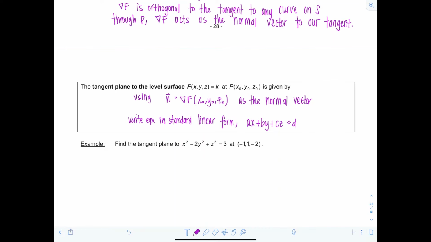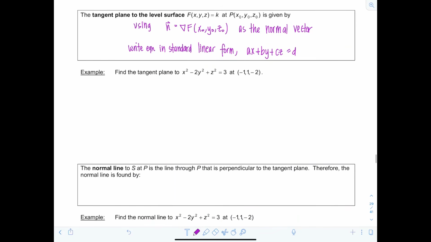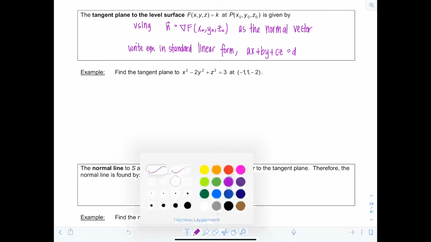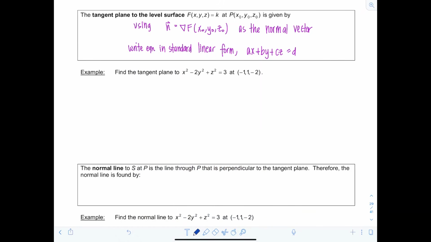Okay? All right, so now we can find equations of tangent planes to surfaces, not necessarily only when z is defined as a function of x and y. So here, let's look at an example. Find the tangent plane to the following surface at -1, 1, -2. So I'm after that normal vector, which is going to be the gradient.